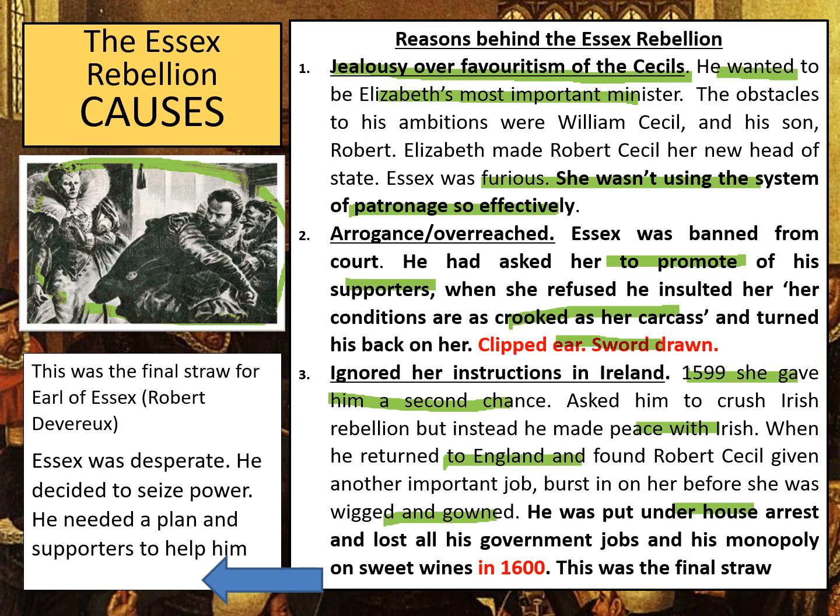He was then banned from court, and in the end, when his monopoly on sweet wines had run out, Elizabeth refused to renew it. That was really bad for the Earl of Essex, who was actually already heavily in debt, and that decided for him that he was going to have to rebel against Elizabeth and try and overthrow her. So he decided to try and seize power, and he needed a plan and supporters to help him. We'll look at those events on the next slide.